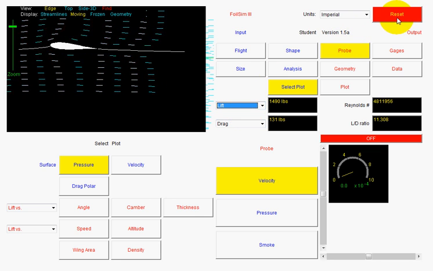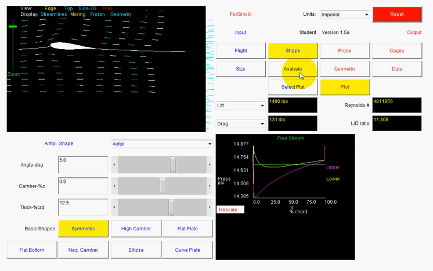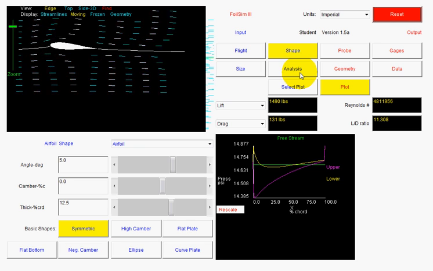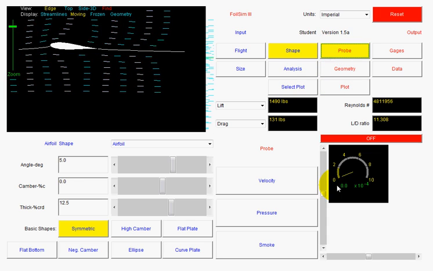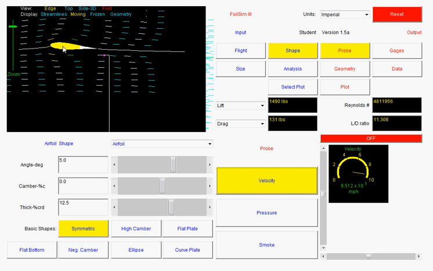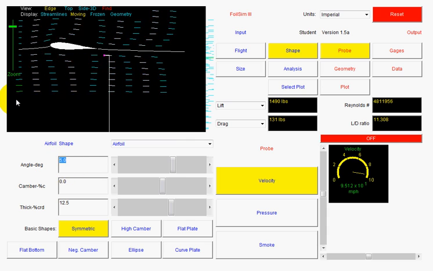I'm going to reset the program, and I'm going to work through the first portion of this lab. If we were to read those step-by-step directions, I'm going to go through it with you. It's much easier. The first thing we want to do is select probe. We'll be using the velocity probe first. Secondly, in the lab, it's asking us to change the angle of attack for this airfoil from 5 degrees to 0 degrees. So I'm just going to highlight this, and I'm going to hit 0.